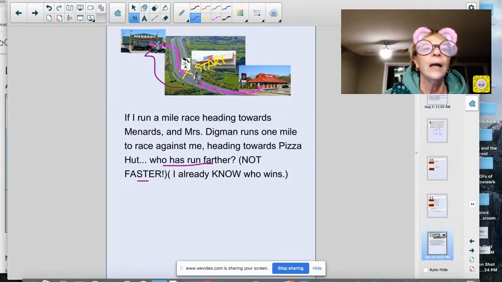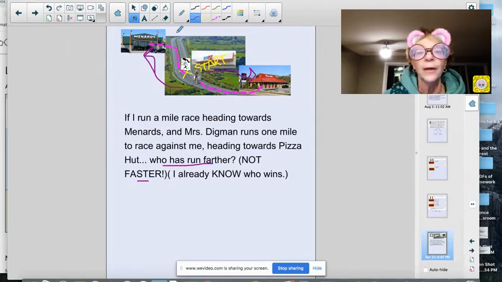So I'm going to go that way 1 mile. She's going to go that way 1 mile. Who runs farther? Neither of us. We both run 1 mile. It's the same distance. And that's how absolute value works, because we're measuring distances.